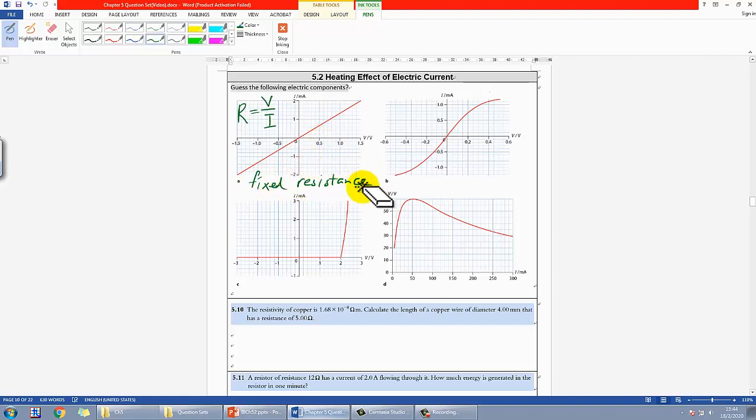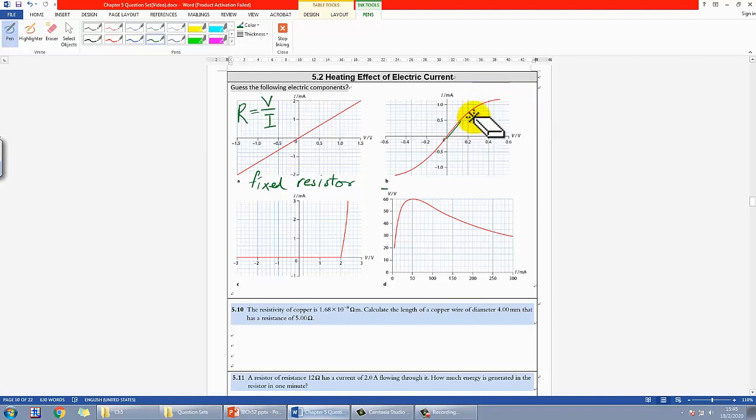Okay, so this is a fixed resistor. The next one, part B, you can see that the apparent resistance is not the same. If you look at the slope, you may say that it was quite steep, and later on it gets less steep, so resistance decreases, right? But be careful with that. This is not the correct way of doing it. I say again, this is wrong.